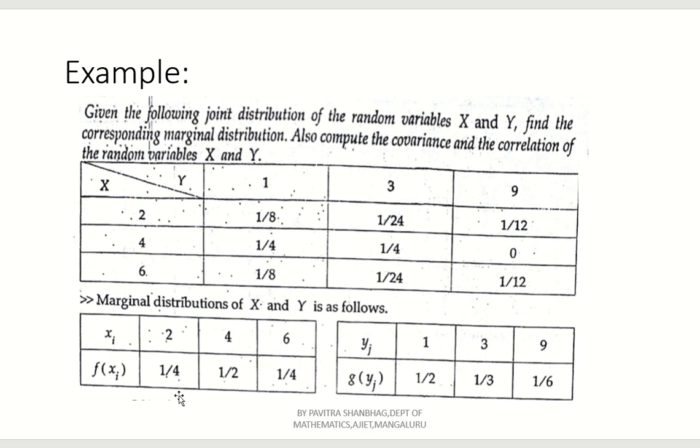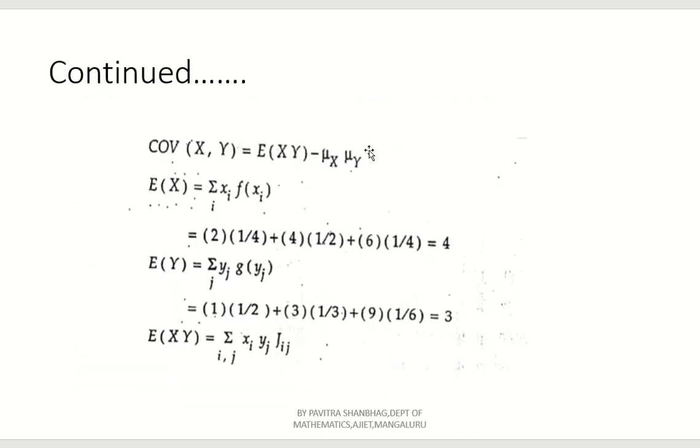So how will you verify? If you add this f of xi, it should give 1. Even g of yj also gives 1. Now, how to find the covariance of x and y? That is E of xy minus Ex into Ey, or mu x into mu y, one and the same.